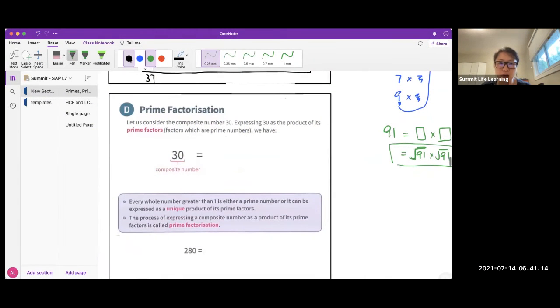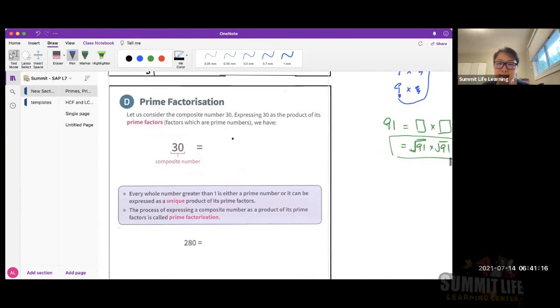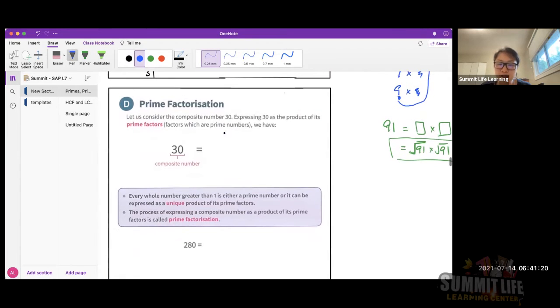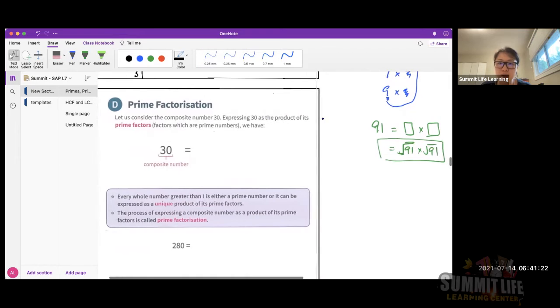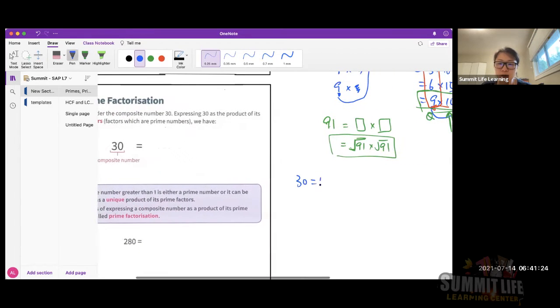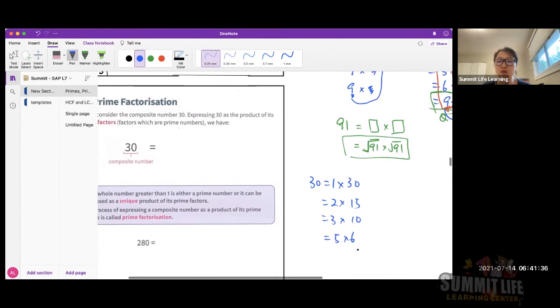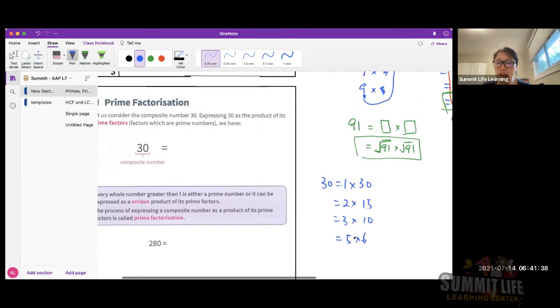The main focus of this lesson will be prime factorization. Previously, we decomposed a number in this way: 30 is 1 times 30, 2 times 15, 3 times 10, 5 times 6, and then 6 times 5, it repeats itself. So we stop here. We decompose it like this to get back all the factors.